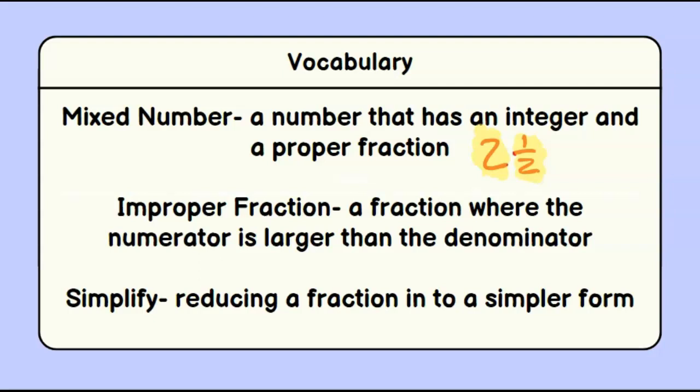An improper fraction is a fraction where the numerator is larger than the denominator. For example, if I have 18 over 12, my numerator is larger than my denominator. And then finally, simplifying, reducing a fraction into a simpler form. A lot of times we will have to simplify an improper fraction into a mixed number.